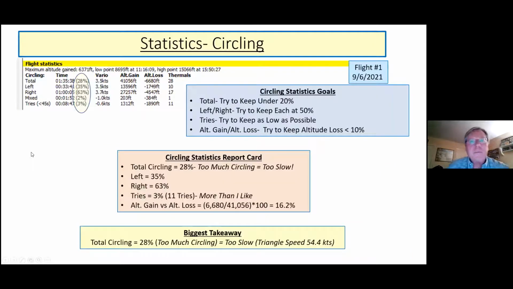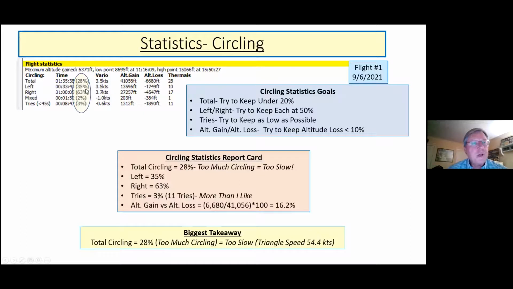So let's look at the circling statistics. How did I do? Well, I circled 28% of the flight, and some of the goals that I have for myself have been kind of handed down. I've got a spreadsheet, don't even know the history of it. I think it came from the US team of goals to try to achieve. And 20% or less circling is the goal. And as you can see, I didn't do that. I was above that. 28%, that's a lot of thermaling.